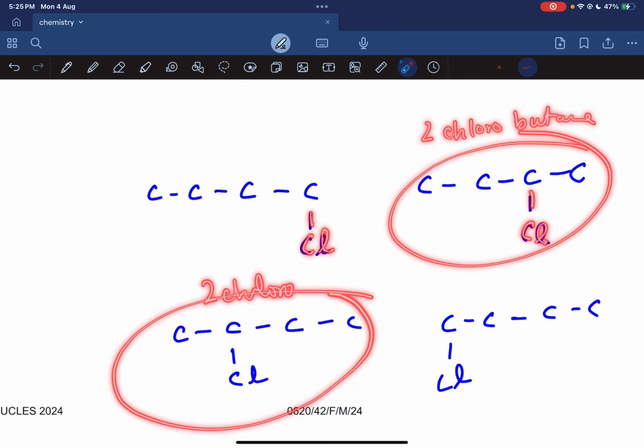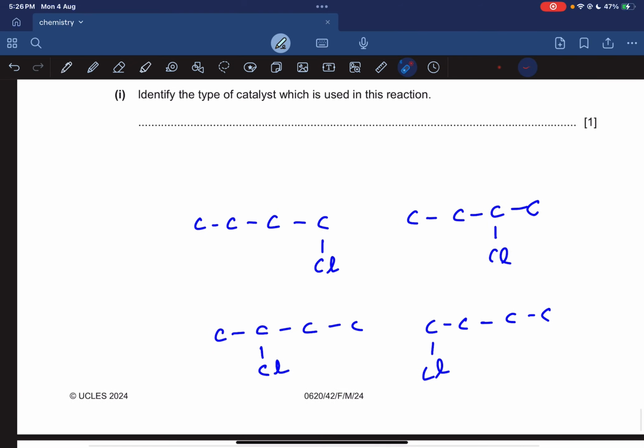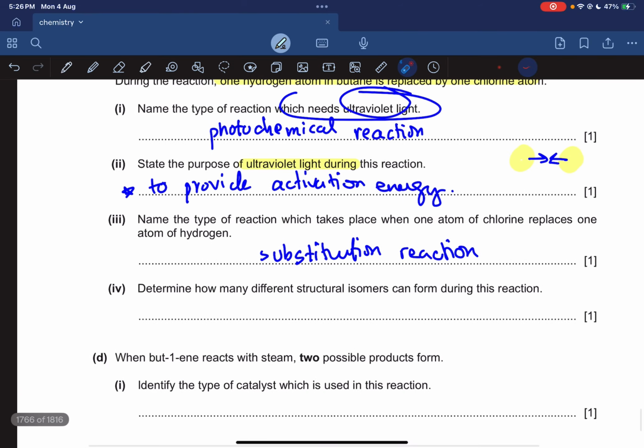Why 2-chlorobutane? Because we start the counting from this side this time, from the left side. This is the 1, this is the second carbon. So we start the counting from the side from where we can get to the chlorine the quickest. Over here, it's again going to be 1-chlorobutane. So there are only 2 possible structural isomers.